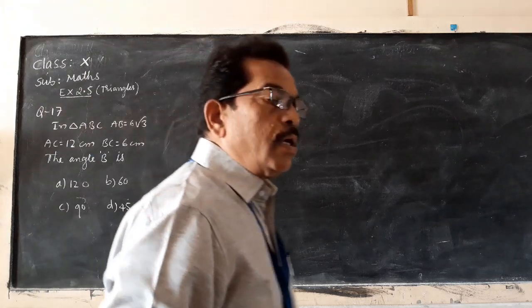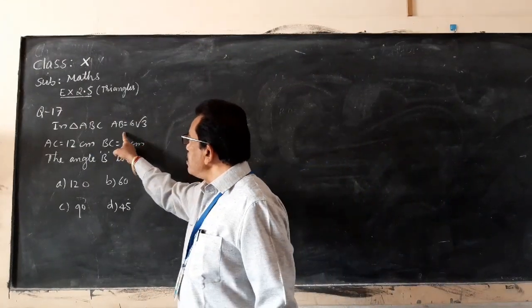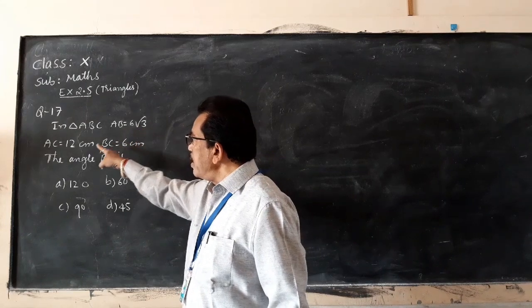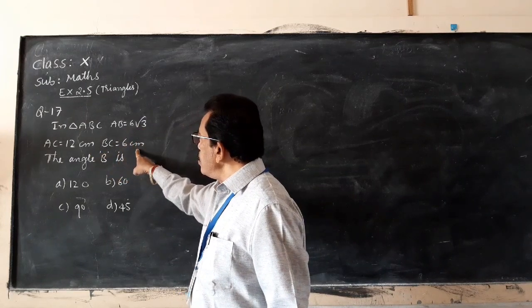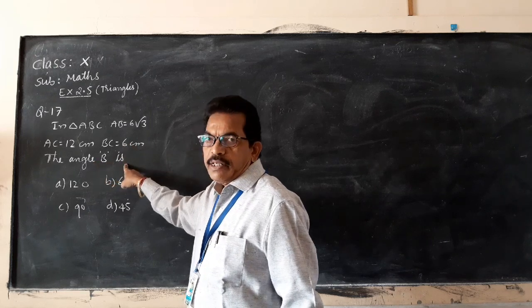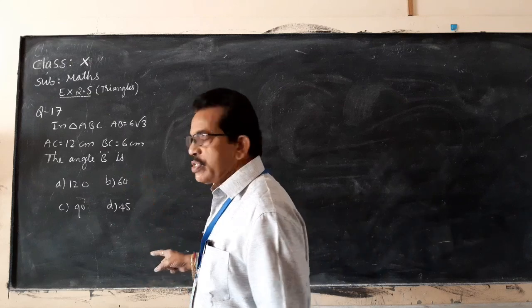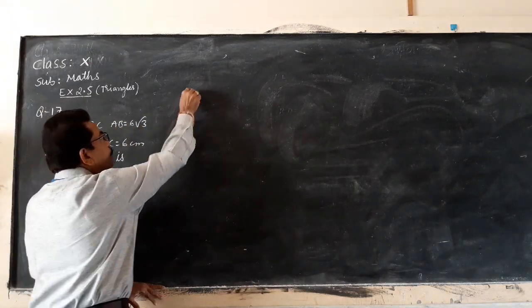This one is the objective type question. In triangle ABC, AB equals 6 root 3, AC equals 12, BC equals 6 centimeters. The angle B is, they ask. So first of all, we have to draw the right angle triangle.